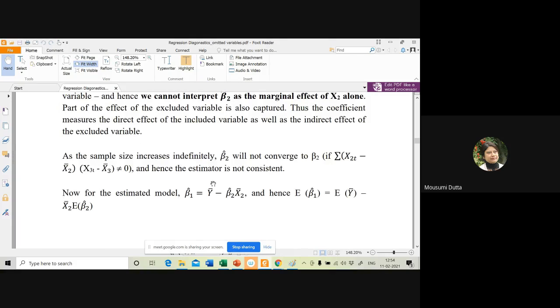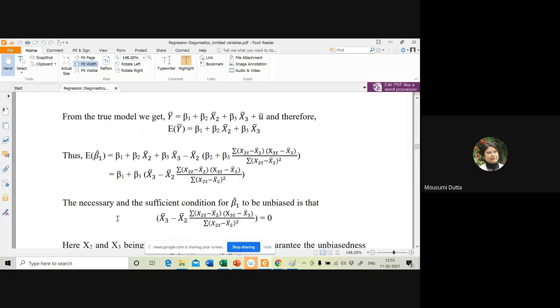Next, we consider the intercept term. Intercept term beta 1 hat is equal to y bar minus beta 2 hat x2 bar. Hence, expectation of beta 1 hat is equal to y bar minus x2 bar into expectation of beta 2 hat. Okay, from this formula.